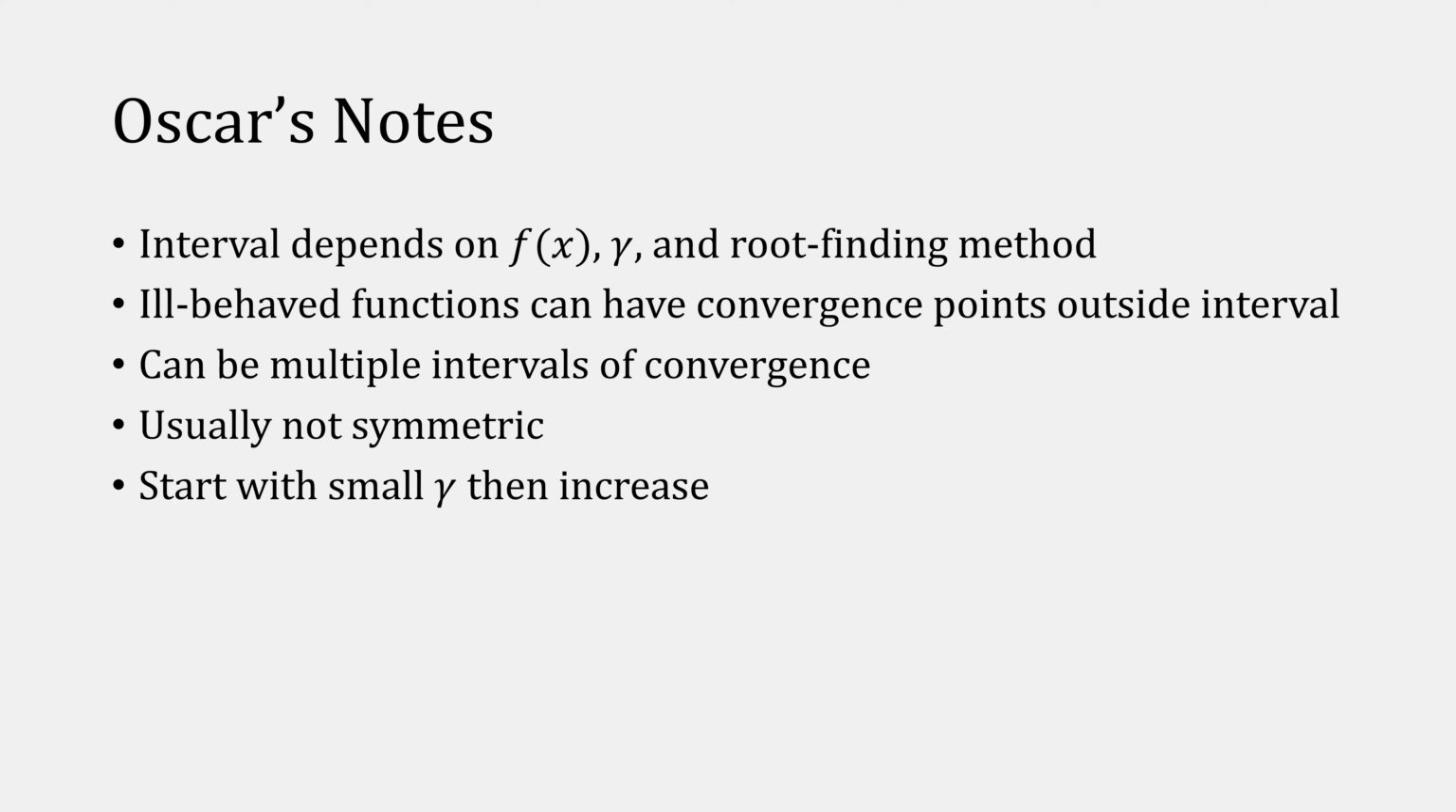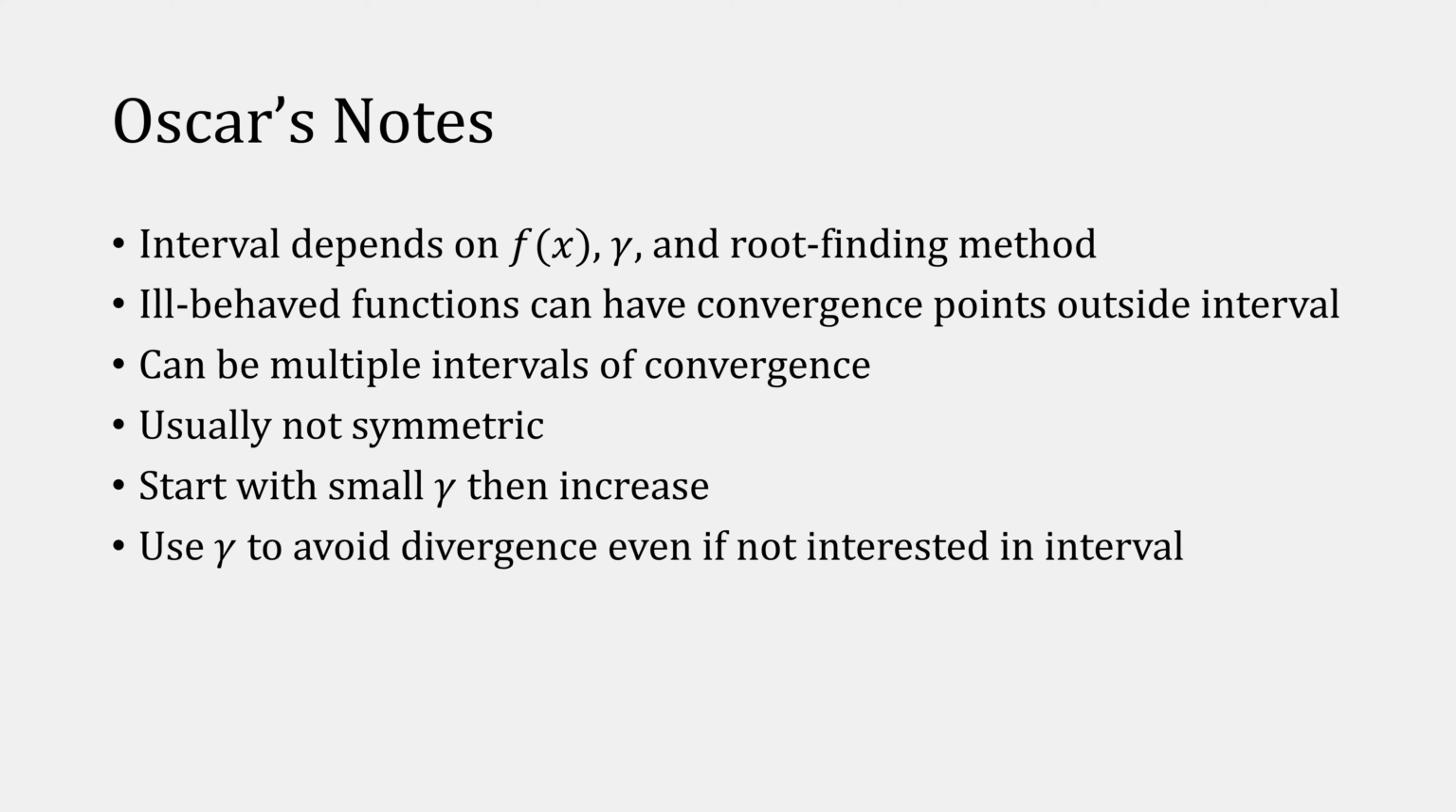In practice, you usually start with a small value for gamma and then increase it as you iterate through your function. And even if you're not interested in finding the interval that converges, you can still use gamma to avoid divergence. The example code that I use to generate these graphs will be hosted on GitHub.